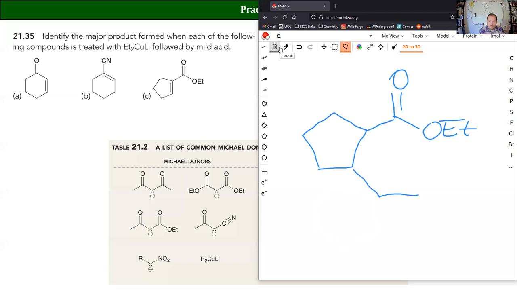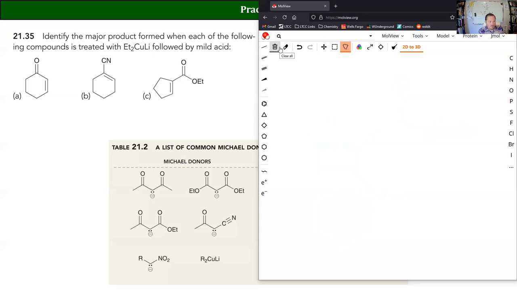Find the beta carbon, add your ethyl group, or whatever your R group is. If it was dimethyl copper lithium, then you would be adding a methyl group. If it was diisopropyl, you'd be adding an isopropyl group. And these are a list of the common nucleophiles that you can have attacking those alpha beta unsaturated carbonyls.